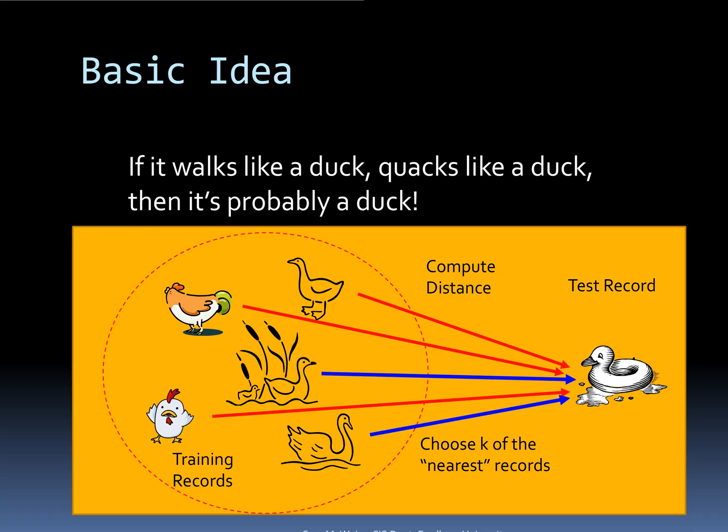In the illustration, we see a test record being compared to multiple training records. The process involves computing the distance between the test record and each training example. After calculating these distances, we select the k nearest records. This selection helps in making predictions based on the majority class among these closest neighbors.